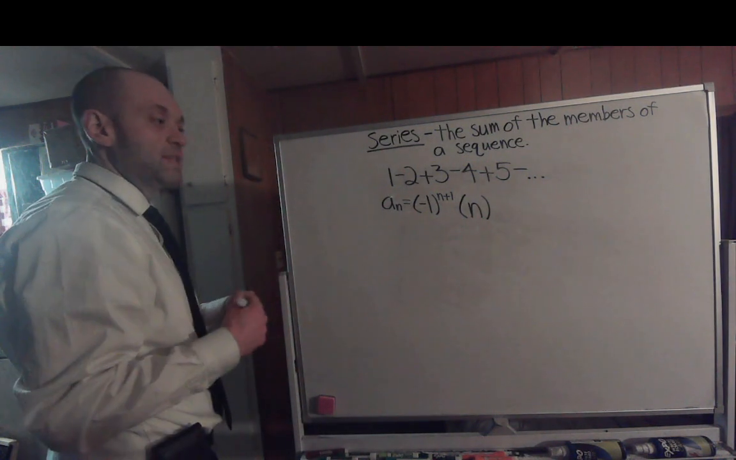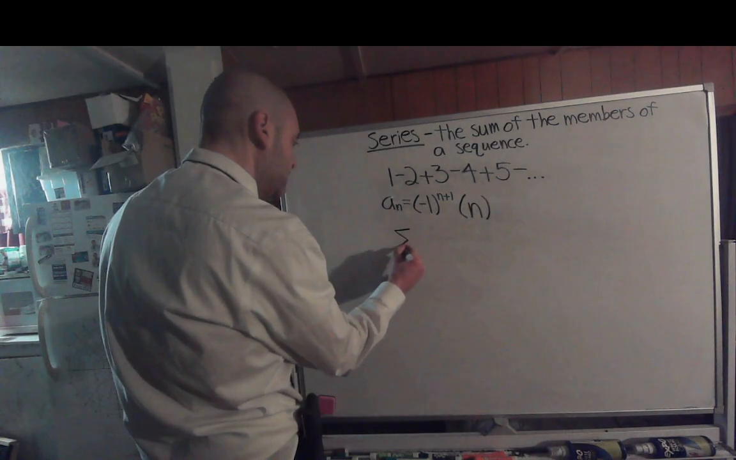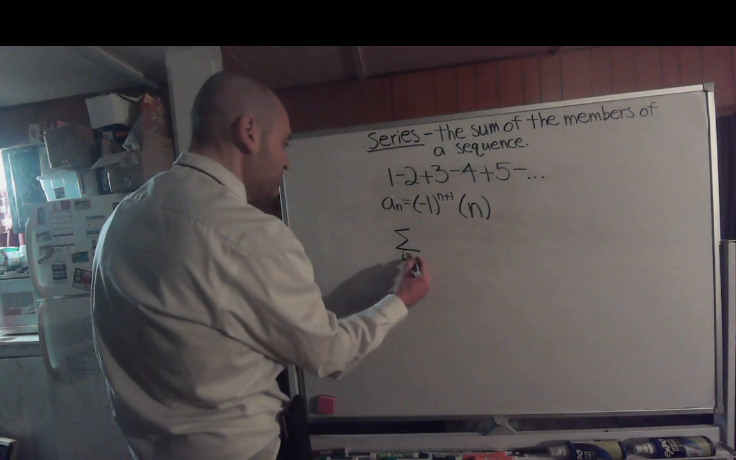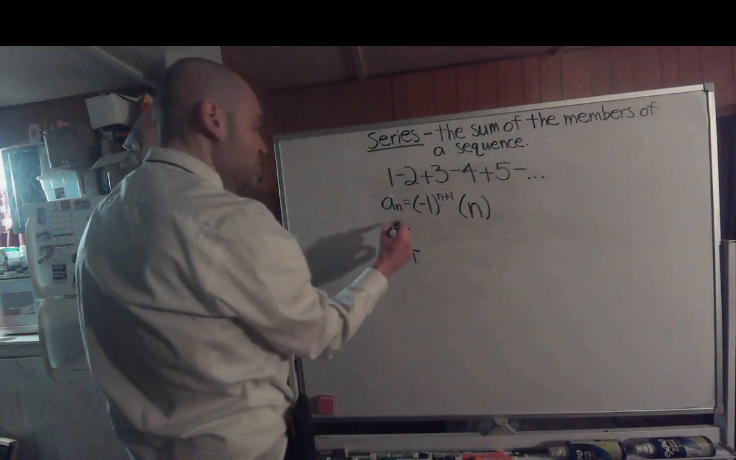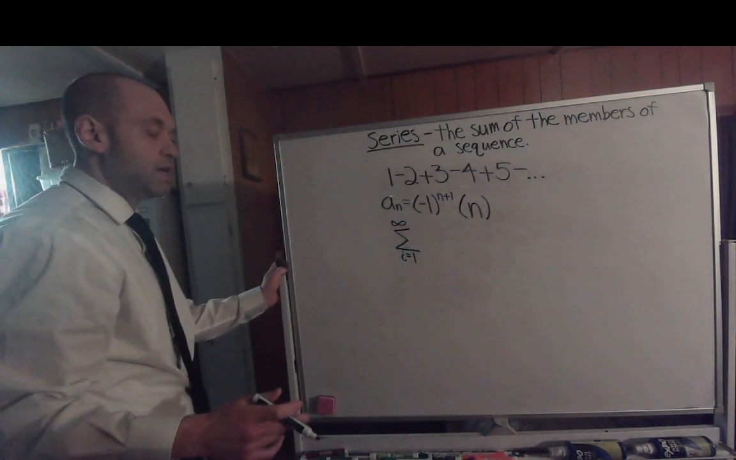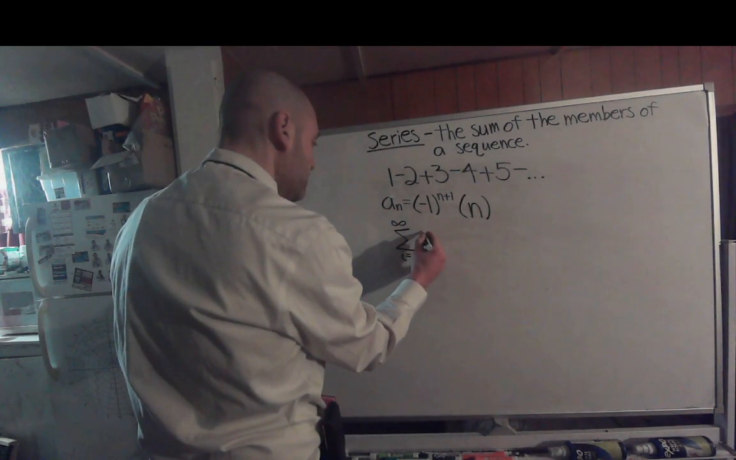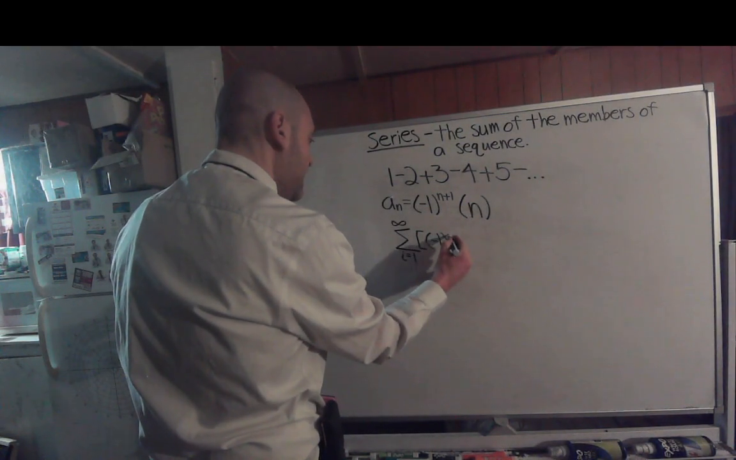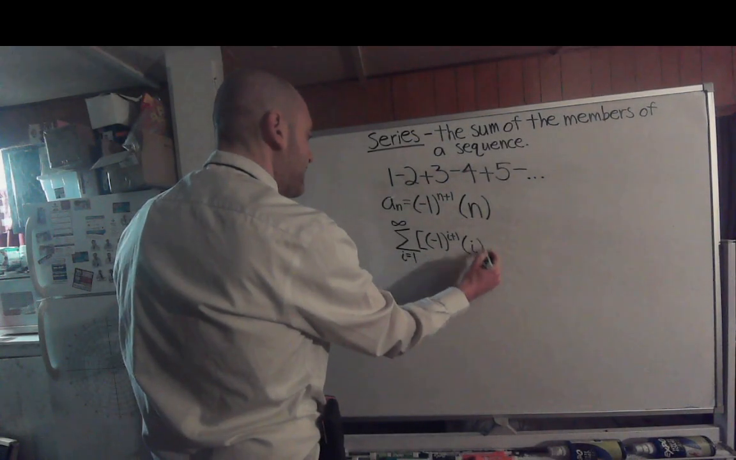Now I need to write this as a sum. So again, break out your Greek letter sigma. The i will start at 1. That's where the summation starts. But this is an infinite series, so infinity will be your upper limit of summation. And then you'll just put in your a sub n formula here. This would end up being the negative 1 to the i plus 1 times i.